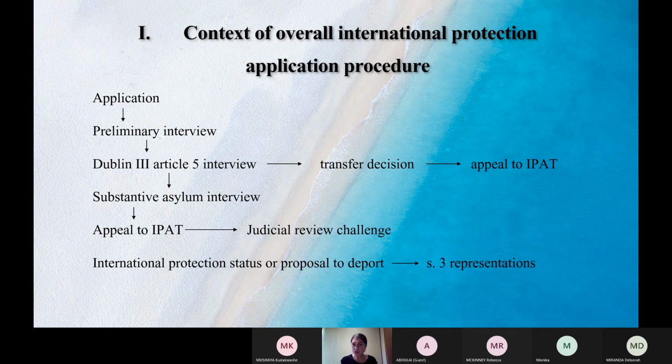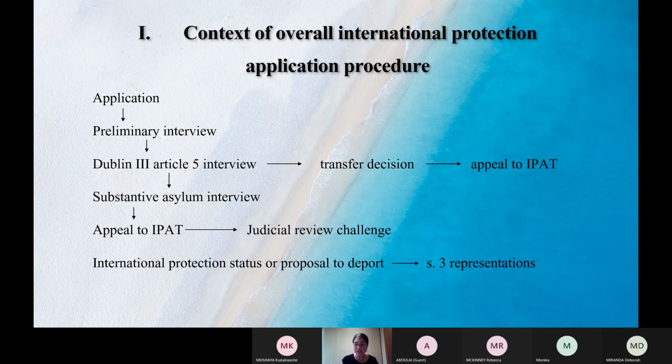If there's no transfer decision or if there was no Article 5 interview at all, the person has a substantive interview, called a Section 35 asylum interview, to see what forms of persecution they might fear. And then there's a decision, sorry, I missed that. There's a decision on whether or not that person is entitled to protection. That can be appealed to the IPAT. And following a decision of the IPAT, there might be a legal difficulty with the decision and there's potential scope for what's called a judicial review challenge.